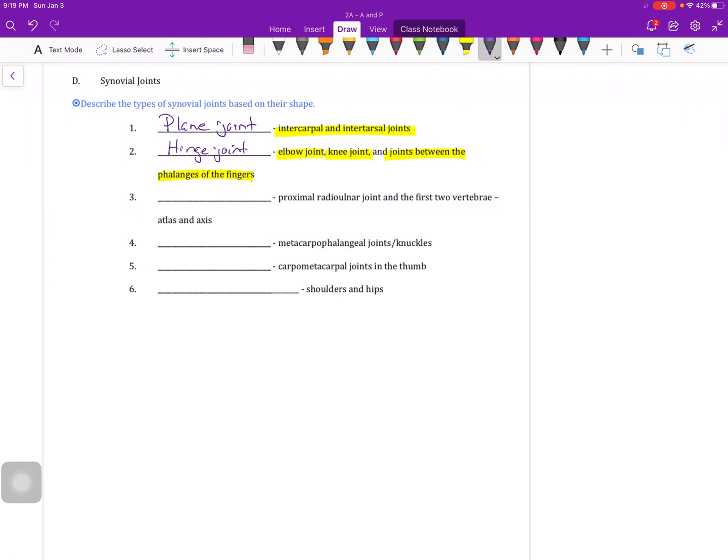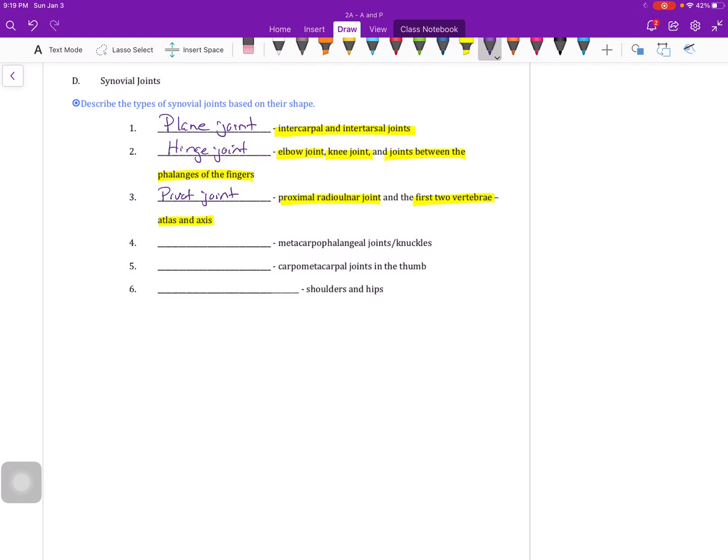The next one, guys, is a pivot joint. You remember a pivot move in basketball is where you plant one foot and you rotate around. Examples of this would be the proximal radial ulnar joint. The first two vertebrae, atlas and axis, allow you to pivot or rotate.